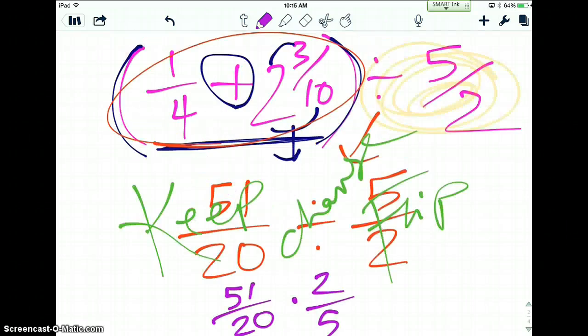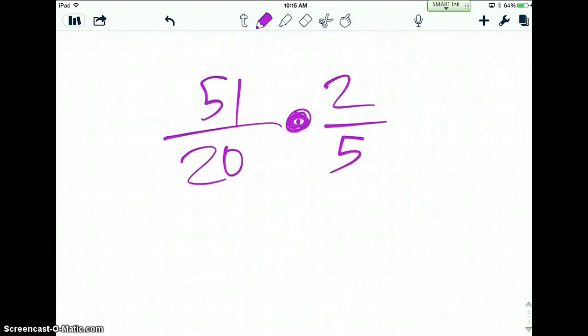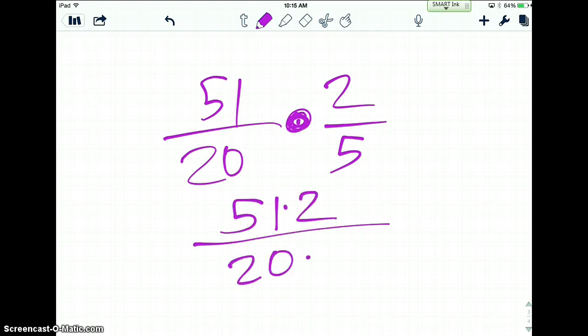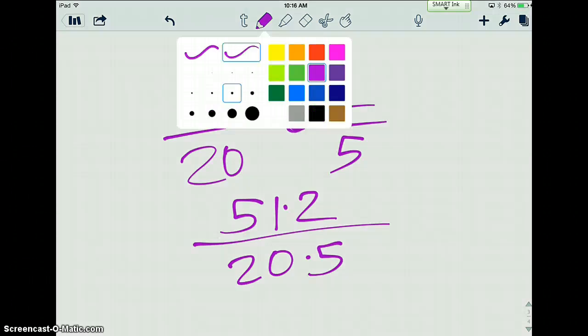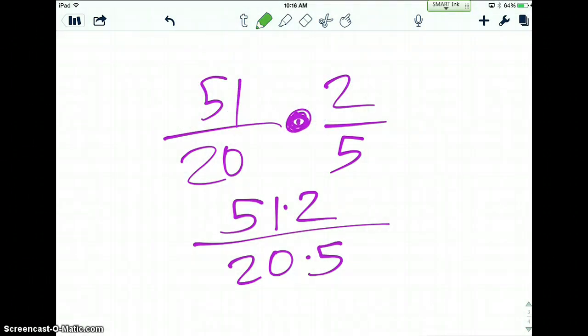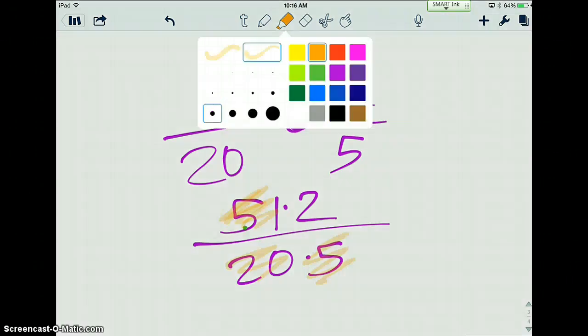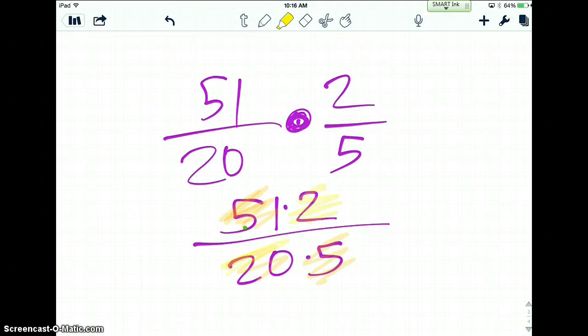Should I get common denominators? No, we're multiplying. You don't need them. So I have 51 times 2 over 20 times 5. Now just because I look at this and I see I'm going to get a pretty big number, I'm going to go ahead and try and cross reduce with you. So I look at this 51 and the 20, and I say, is there something that goes into both those that I could divide by? No. Now I'm going to check the 51 with the 5. Is there something that divides into both those? No. Okay, so now I'm going to check the 2 with the 20.